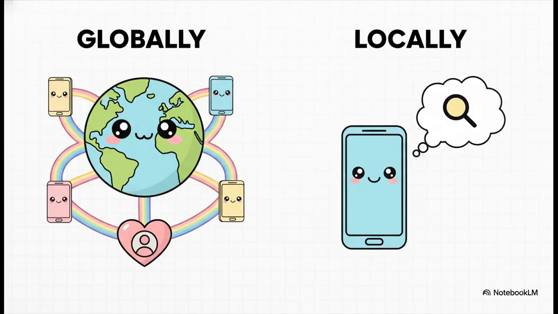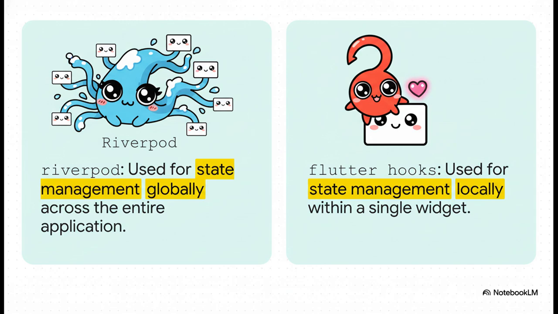You have to ask, is this piece of data, say the text inside a search bar, only needed on this one screen? Or is it something more important, like the logged-in user's profile, that needs to be accessible from literally anywhere in the app? A good architecture needs a solid answer for both scenarios. So this template proposes a really clever two-pronged solution. For that global, app-wide state, it uses Riverpod. This is a great choice for its compile time safety and the fact that it's not tied to the widget tree, which makes your data layer super robust. But for that local state, the stuff that's only tied to a single widget's lifecycle, like an animation controller, it uses Flutter hooks. This is smart because it stops you from cluttering up your important global state with temporary UI data.